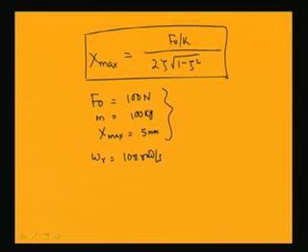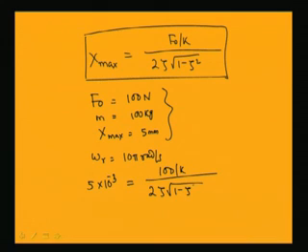So, from this equation I can write 5 into 10 to the power minus 3, converting to meter, equal to f0, that is 100, by k, root 2 zeta into root over 1 minus zeta square. So, this is the first equation. Also I know omega n square equals k by m, and m is known to me. So, this is equal to k by 100.